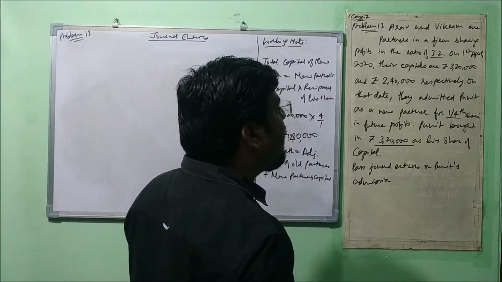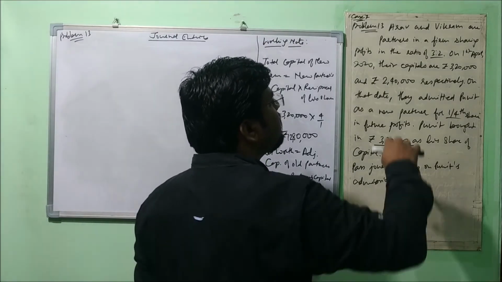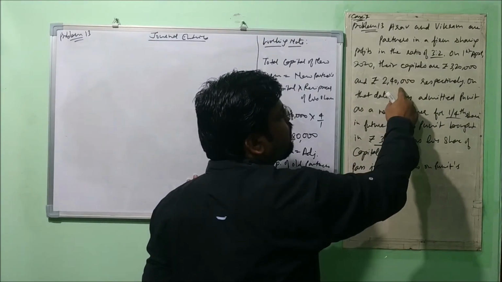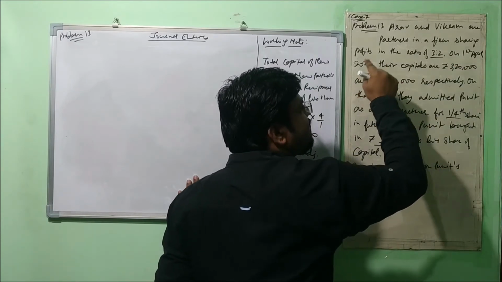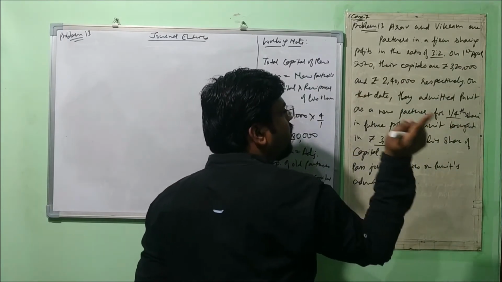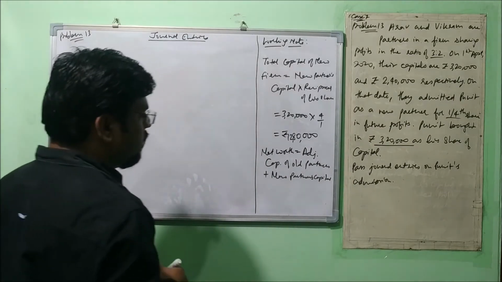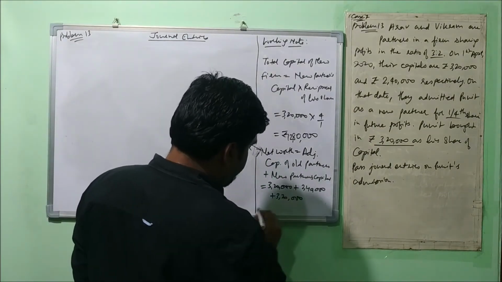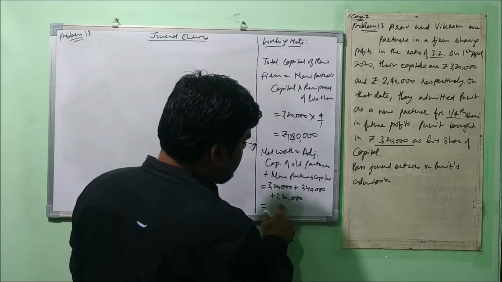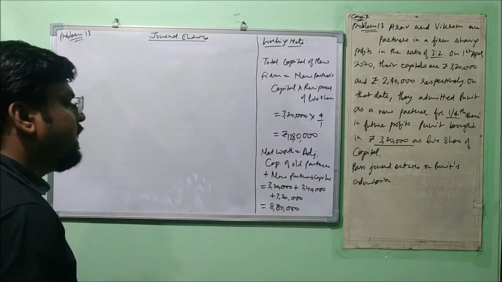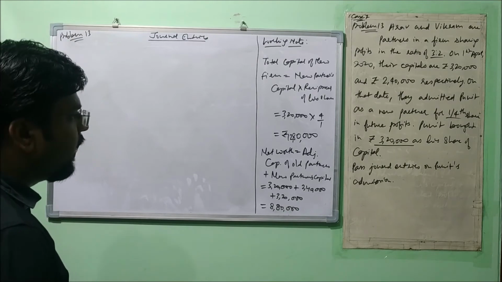Fine. And one more thing let me tell you. These are the capitals given, meaning these are the adjusted capitals. Why? Because these are given on 1st April 2020, that is the date of admission. Understood the point? So these are the adjusted capitals. Fine, let's do the treatment. This is the capital of Arav, this is the capital of Vikram, and this is the capital of Puneet. So that is 8,80,000.